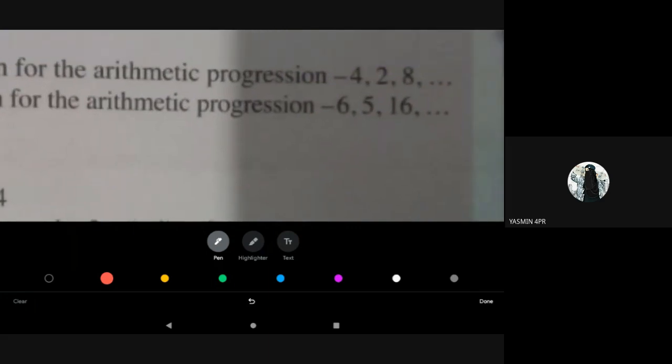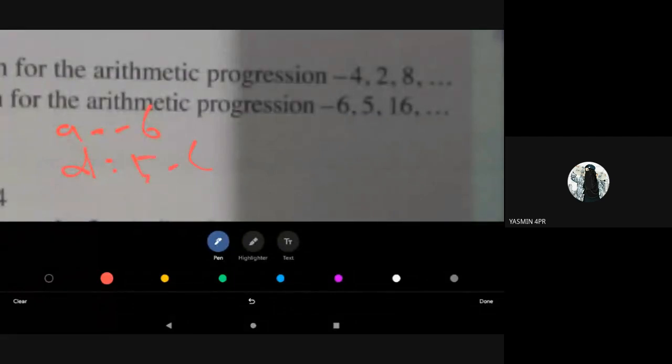The value of A, anyone? -6. Okay, thank you, Yasmin. So negative 6. So how about D? So we will use 5 minus negative 6. So 5 minus negative 6, we will get 11. Okay. So we have A, we have D.